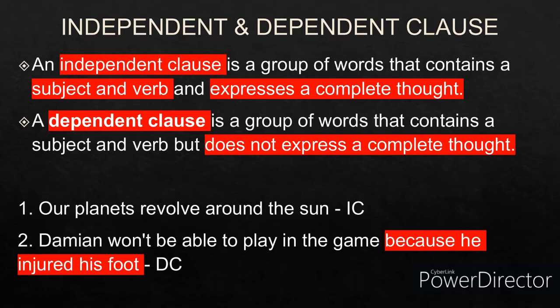So that's the basic difference between an independent clause and a dependent clause. An independent clause will always express a complete thought. A dependent clause has to depend upon an independent clause to express a complete meaning. It does not by itself express a complete thought. Both of them will have a subject and a verb.